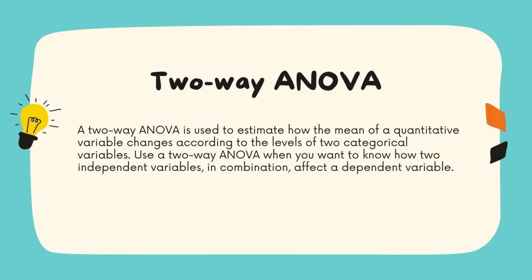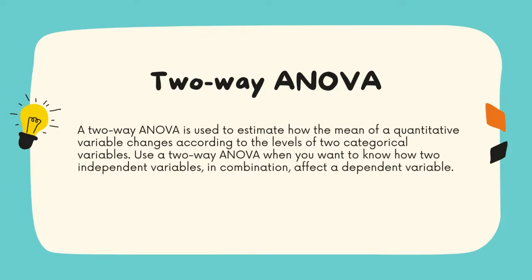A two-way ANOVA is used to estimate how the mean of a quantitative variable changes according to the levels of two categorical variables. Use a two-way ANOVA when you want to know how two independent variables in combination affect a dependent variable.